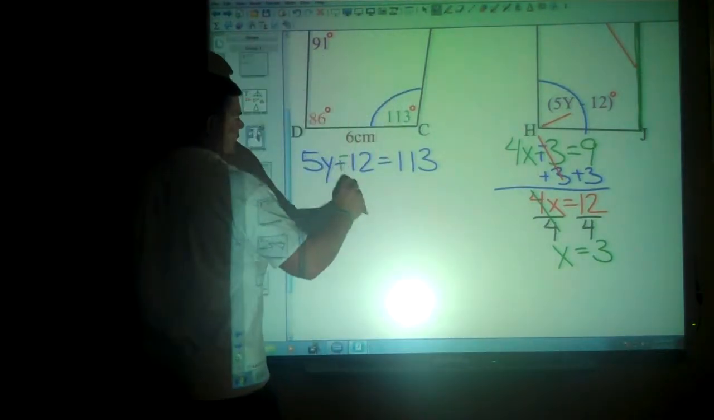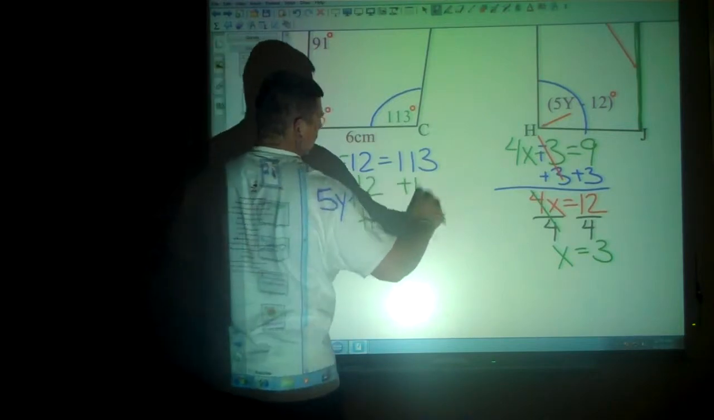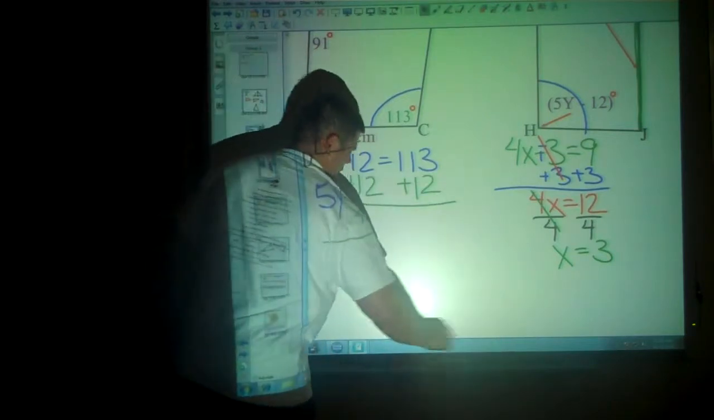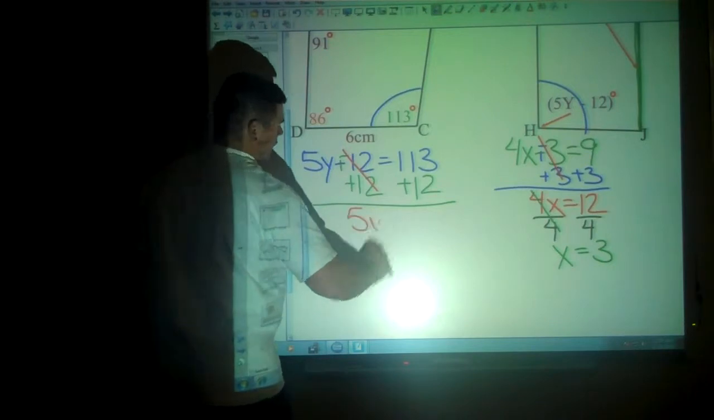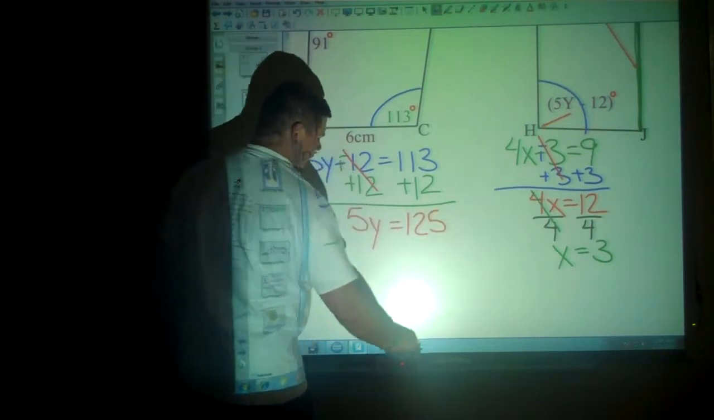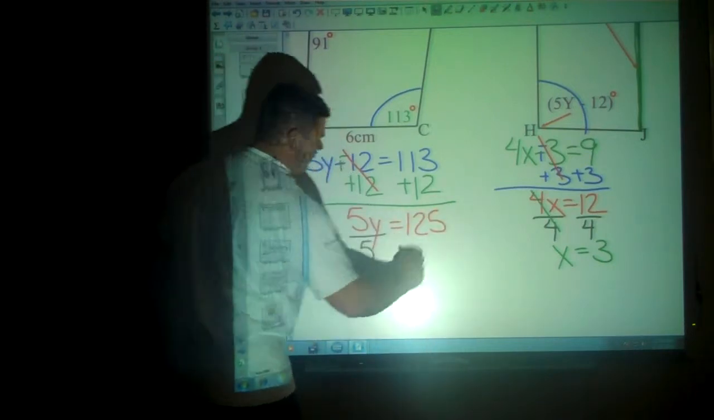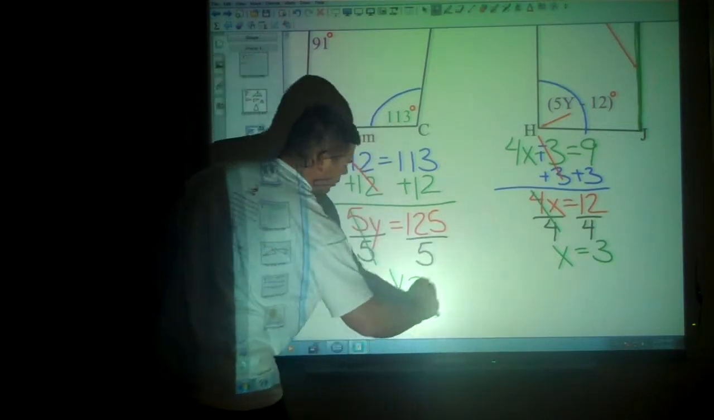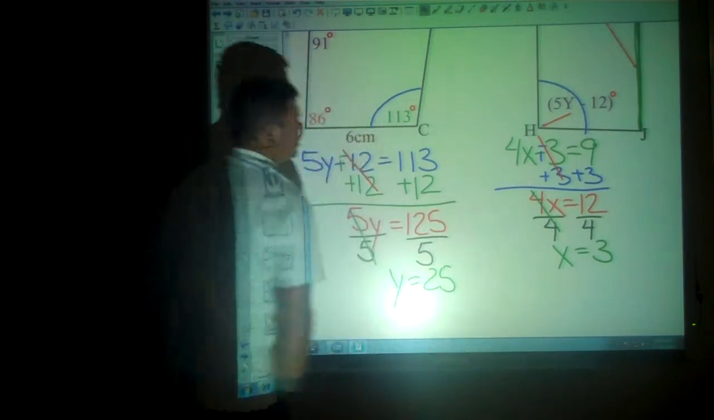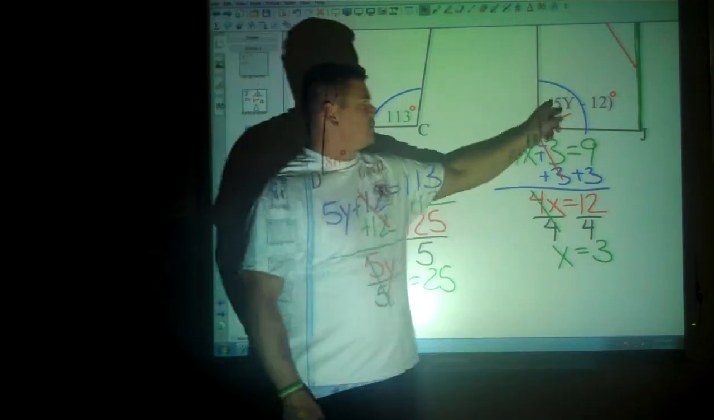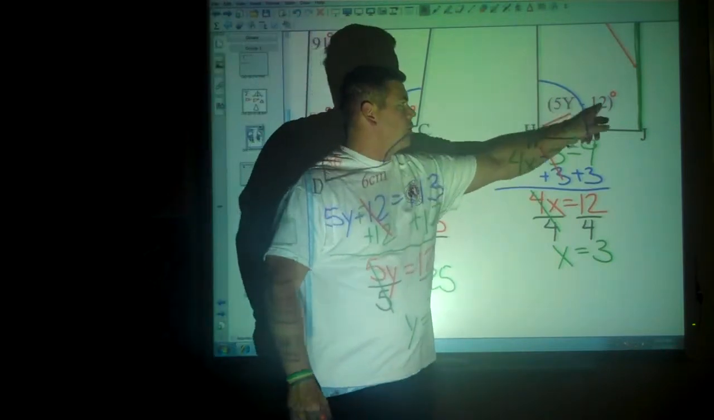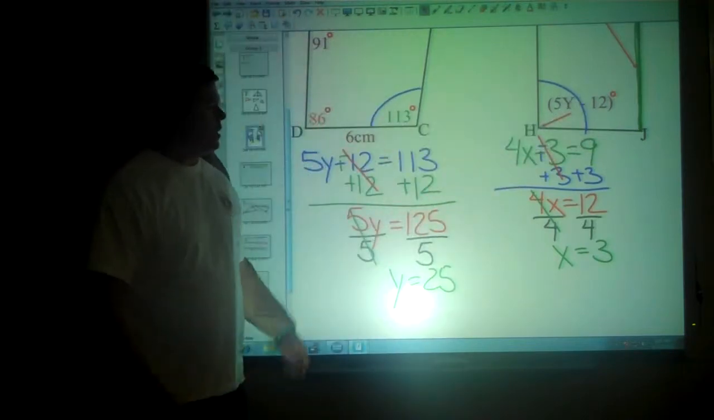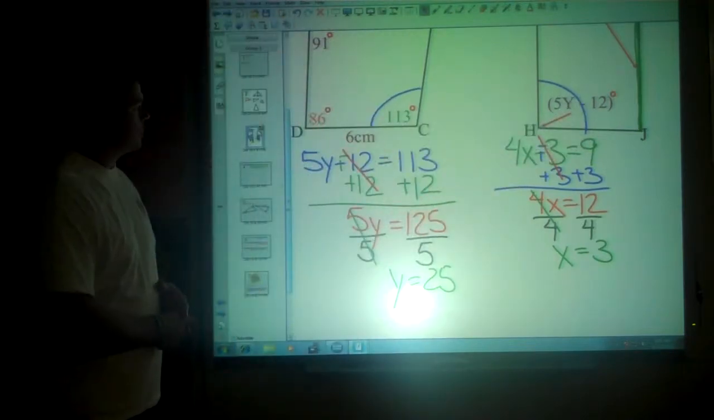So we've got a plus negative. We add 12 to both sides, giving ourselves the answer of 5y equals 125. Divide both sides by 5. And we get a final answer of y equals 25. And you can test that out as well, because 5 times 25 is 125, and 125 minus 12 is 113. So now you know the parts that actually match up to each other.